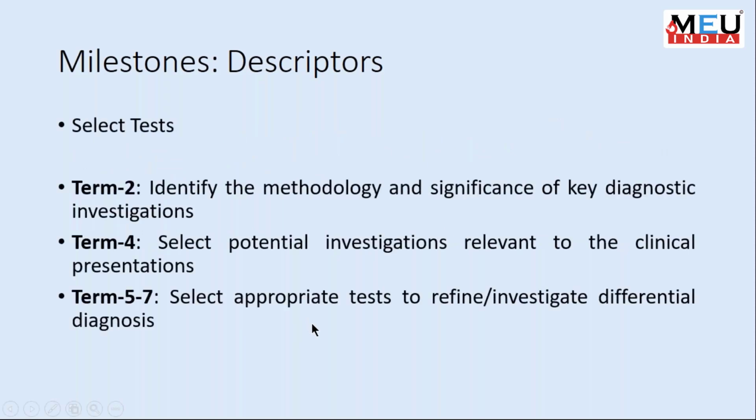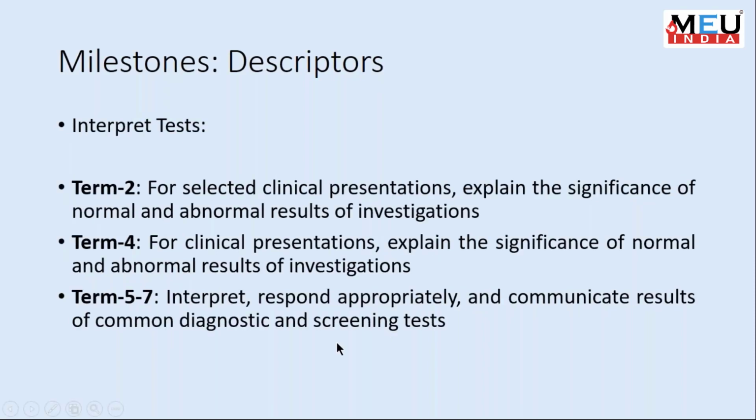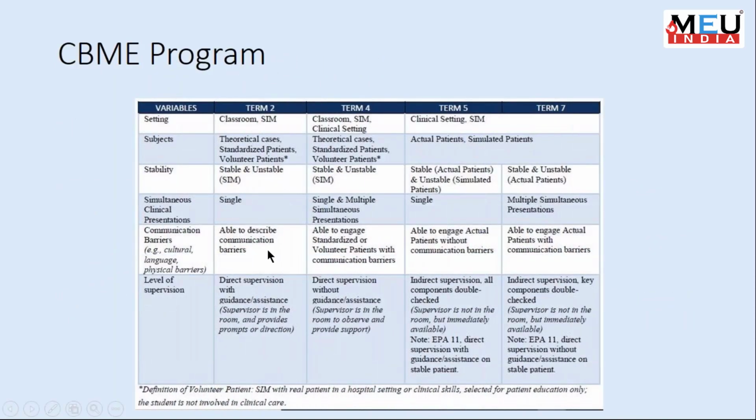So you can see over here the milestones, they are descriptors for a particular test. This is selection of a test. The student is being taught in different terms, right? In term 2, as for example, identify the methodology and significance of key diagnostic investigation. Term 4, select potential investigation relevant to the clinical presentation. Term 5 to 7, select appropriate tests to refine and investigate differential diagnosis. Very similarly, you can see there are more for interpretation. Term 2, selection of a clinical presentation, investigation, and you can see over here, interpret, respond appropriately, and communicate result of common diagnostic test. So you can see over here that EPA, role, competency, program objective, curricular objective, and milestones.